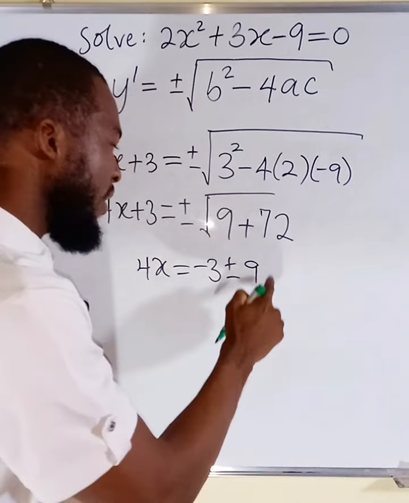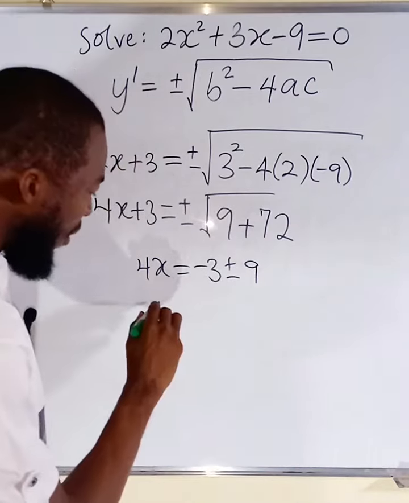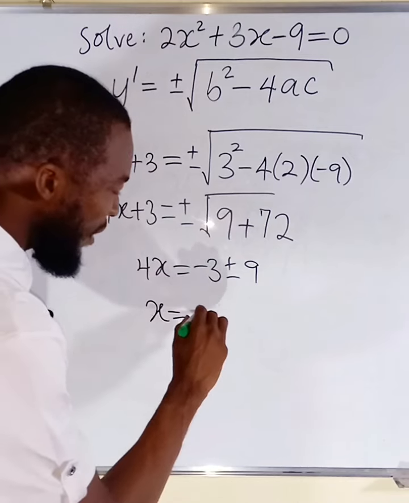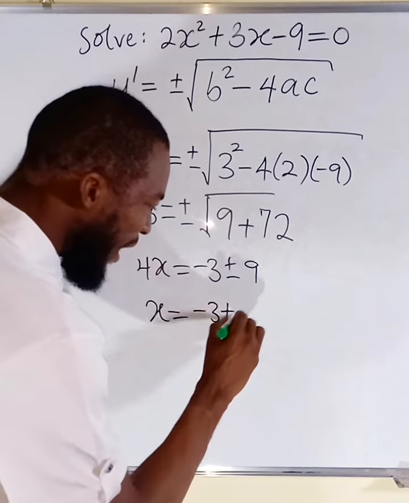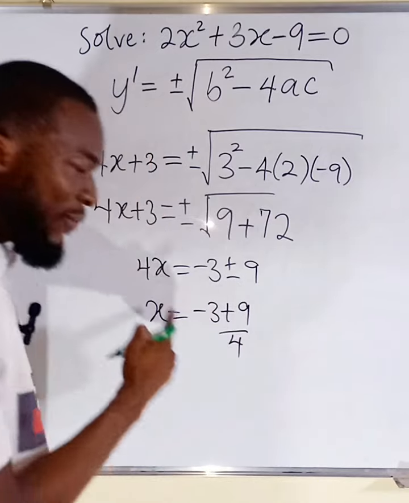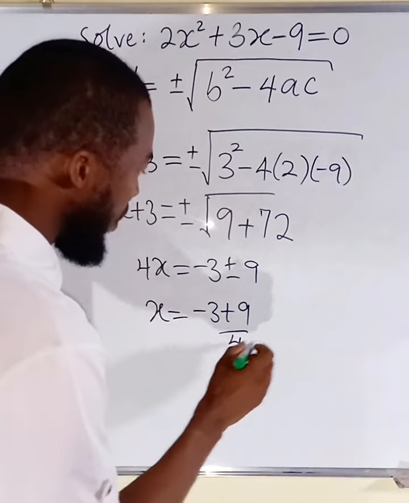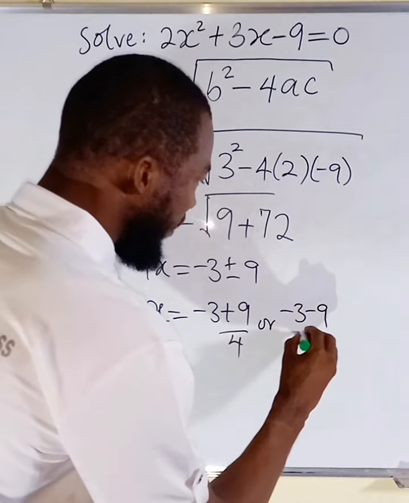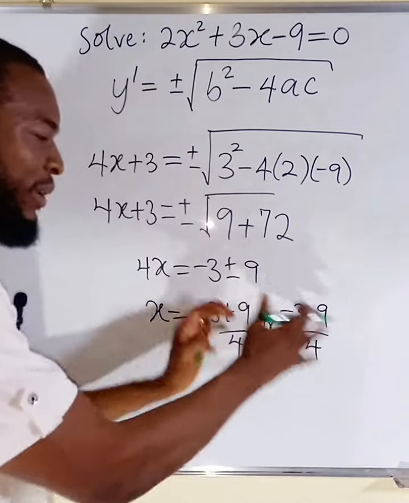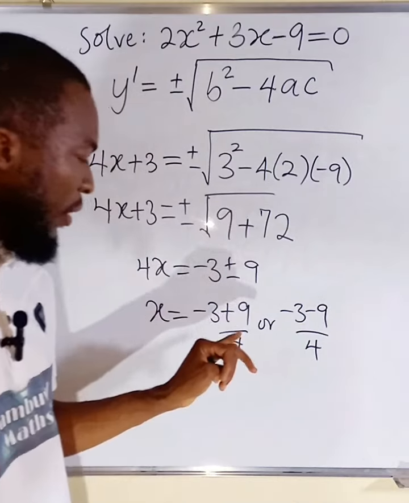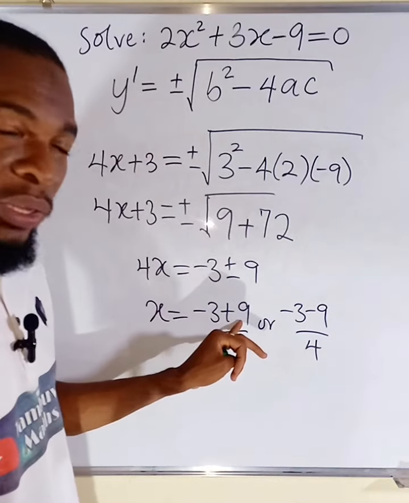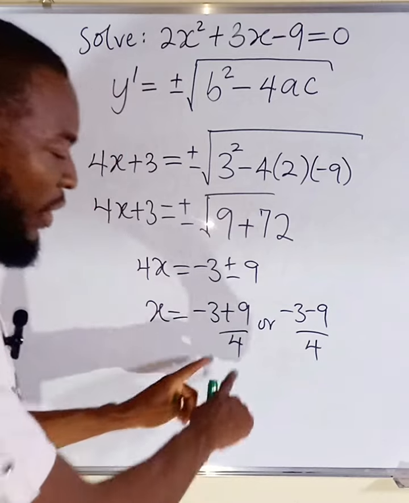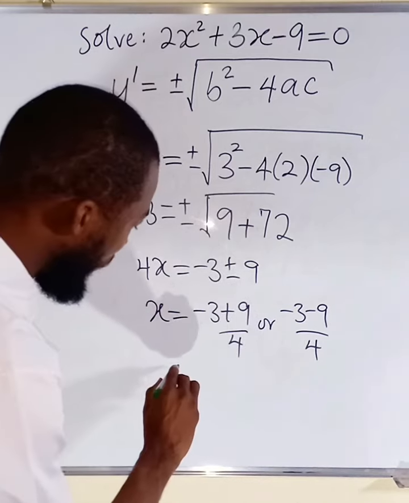Square root of 81 is 9. So finally, our x value could either be equal to -3 plus 9 divided by 4, if you decide to divide both sides by 4, or -3 minus 9 divided by 4. So let's simplify this separately. -3 plus 9 will give us positive 6, and we have 6 divided by 4.